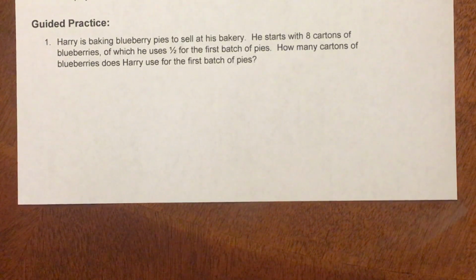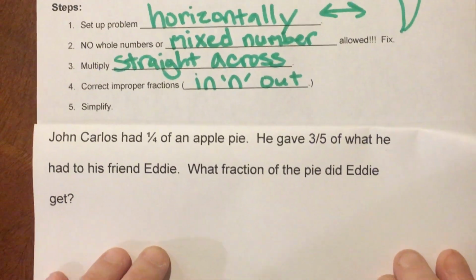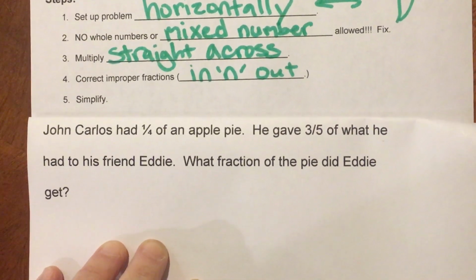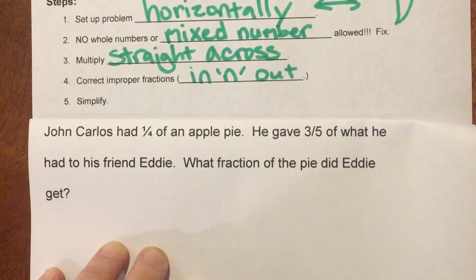Okay, this one's going to be a little trickier. You'll see when I read it. John Carlos had 1/4 of an apple pie. He gave 3/5 of what he had to his friend Eddie. What fraction of the pie did Eddie get? So this one's not very clear.